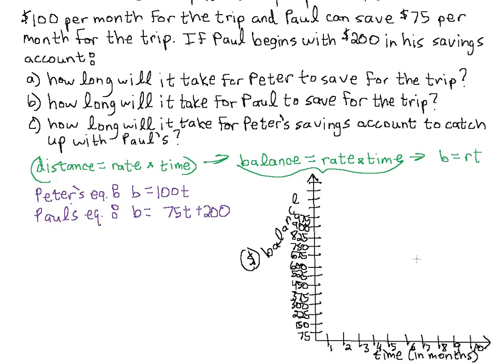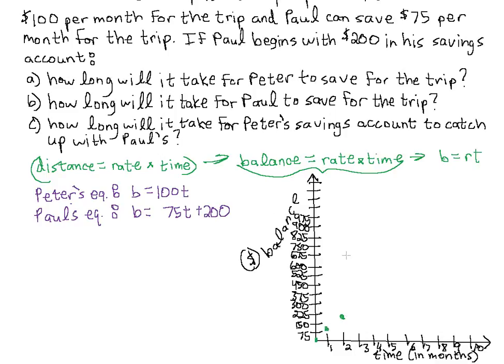Okay. All right, so we want Peter's equation. We can actually solve by just plugging in one month at a time. So for Peter's equation, when t equals 0, his balance is at 0. So Peter's equation starts here. He starts with no money. After 1 month, he saves $100. So we're just going to graph it like so. It'll be somewhere right about here. After 2 months, he's at $200.